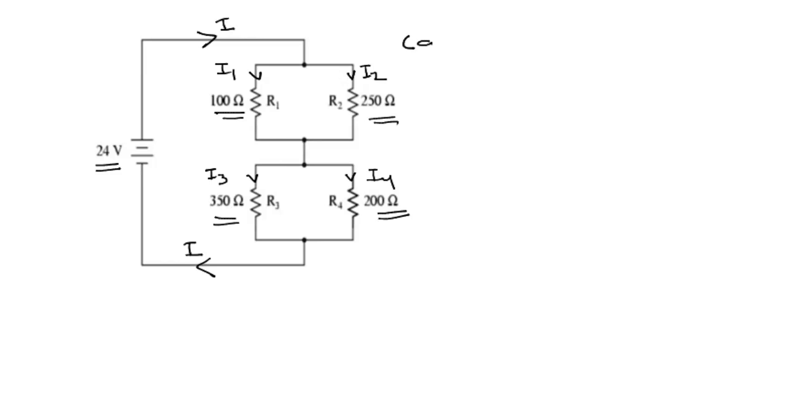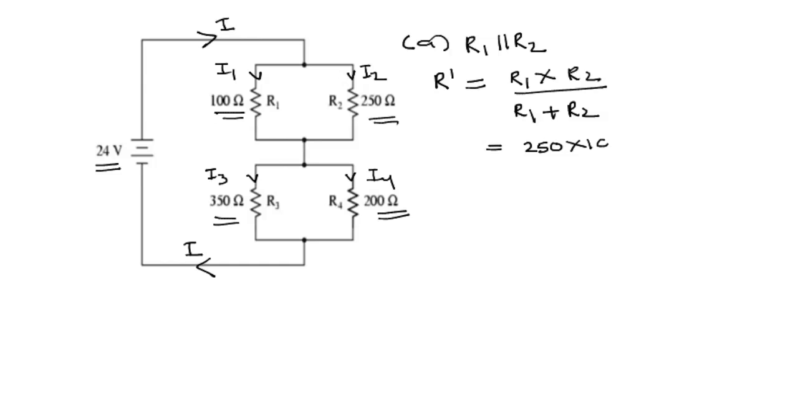In the first part of the question we are asked to find out the net resistance or total resistance of the circuit. We can see that R1 is parallel to R2. If R dash is the total resistance of R1 and R2 which are in parallel to each other, then R dash is simply equal to R1 multiplied by R2 divided by R1 plus R2. That is equal to 250 multiplied by 100 divided by 250 plus 100, in ohms. Making this calculation we get 71.42 ohm.